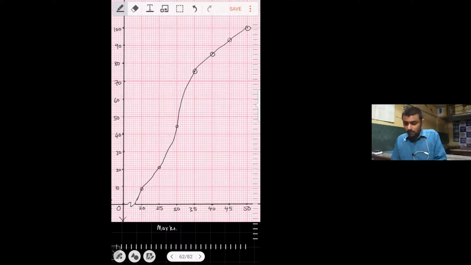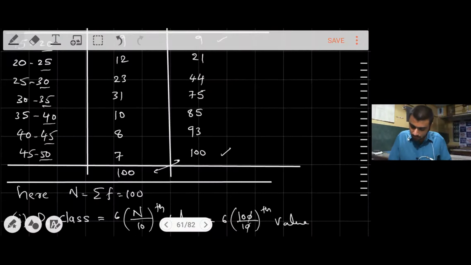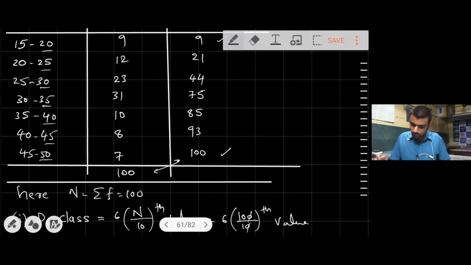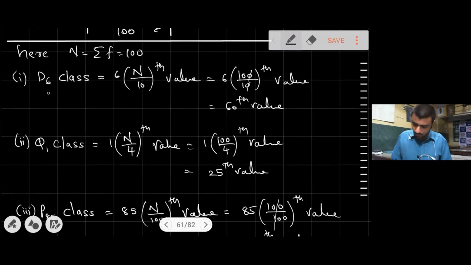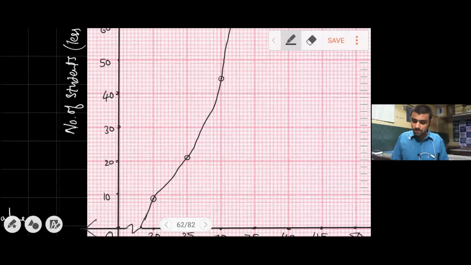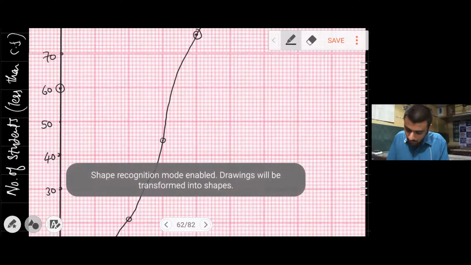Fine. Now what we will have to do, we have to locate all these partition values which are asked. First D6, for that 60th value, you have to mark 60 here on the y-axis. Where will 60 come, students? Here it is, and from there you have to join a straight line with the help of a scale on this particular curve.